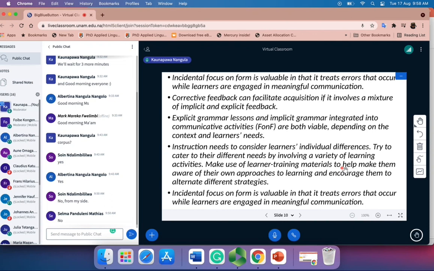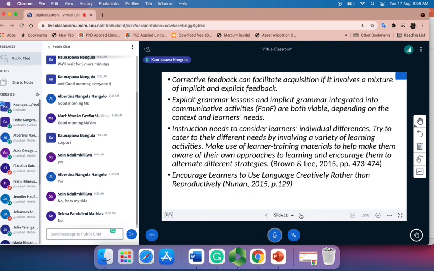Okay. And then we have incidental focus on form is valuable in that it treats errors that occur while the learners are engaged in meaningful communication. Wait, isn't that the same as this one? I'm like, oh, I've read that before. It's the same one as this one, so we are not saying that again. Oh, teacher Kawana. Next, wait, we've already spoken about all this. Okay, so we have already spoken about all this. We don't need to say that again.